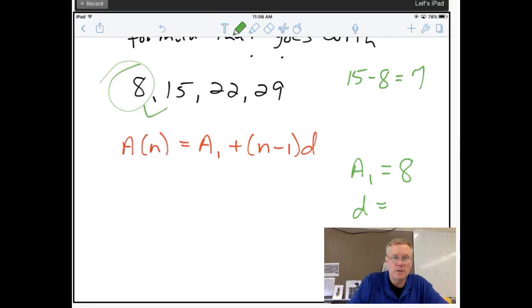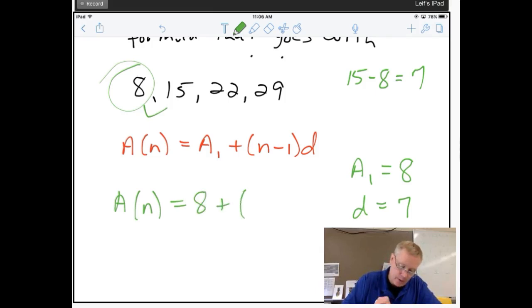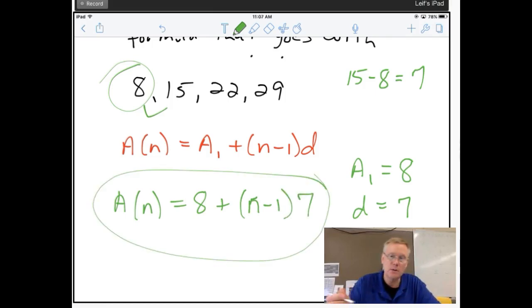This is an arithmetic sequence because you're adding over and over again or subtracting over and over again. And if you're multiplying or dividing over and over again, that's called geometric, which is something we'll get to later on in this course, but not now. So anyway, D is 7, which means I can now write my equation, and this would be the explicit formula. A of 1 is 8 plus n minus 1 times D is 7. And that is the answer that we'd be looking for.